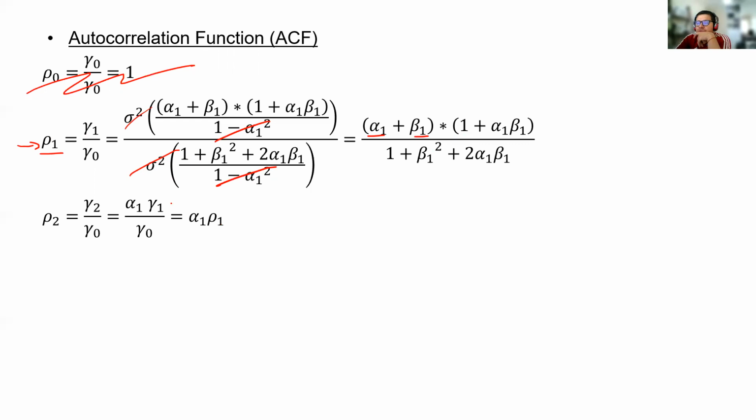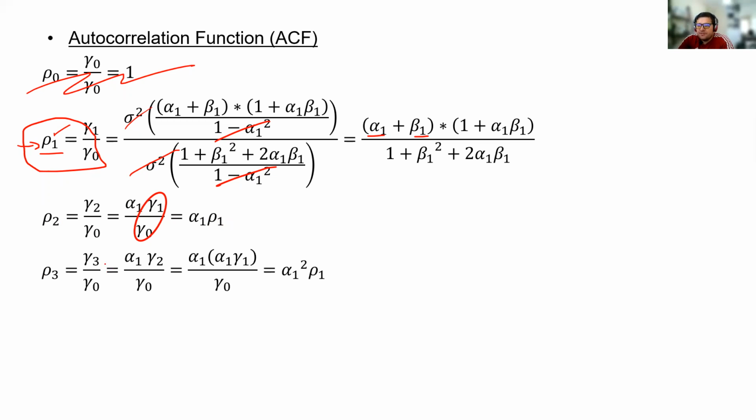From phi 2 onwards, we know that gamma 2 is equal to alpha 1 gamma 1, and we know that gamma 1 divided by gamma 0 is equal to phi 1, right? We have that just here. Therefore, phi 2 is equal to alpha 1 times phi 1.